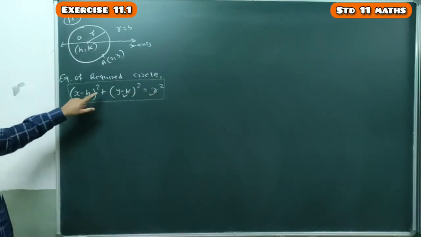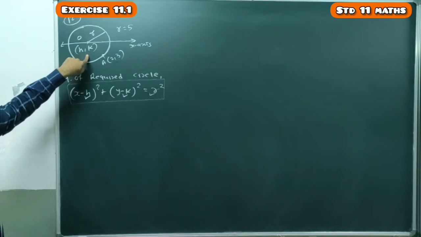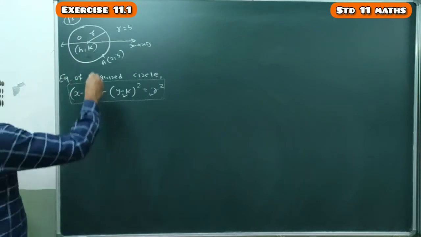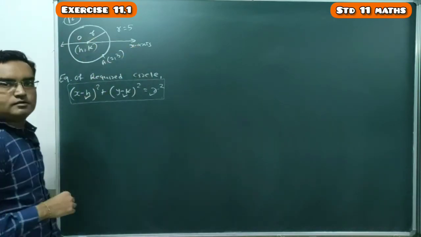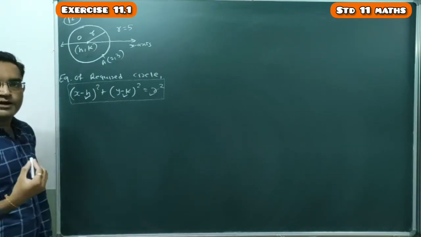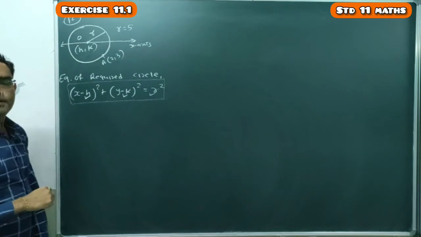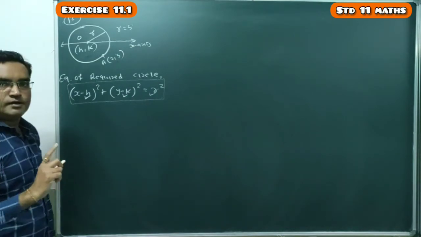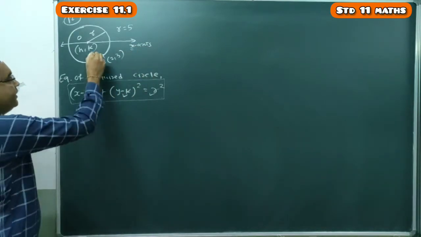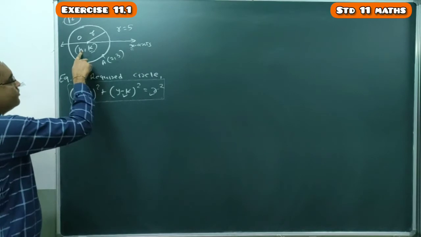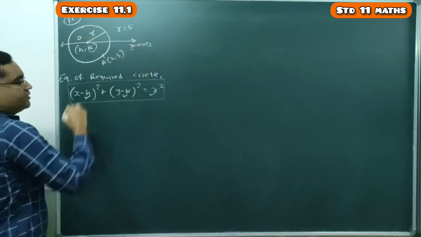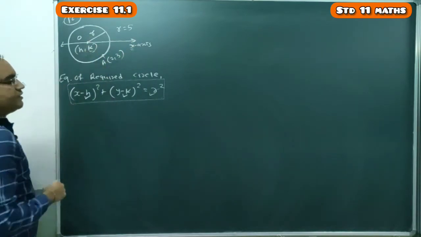So first, h and k are the coordinates of the center of circle. Center of circle lies on x-axis. So what is the property of any point which lies on x-axis? ना 9th स्टैंडर्ड में स्टडी किया था. We have studied in 9th standard any point which lies on x-axis, its y coordinate will always be 0. So here center of circle, coordinates are h, k, but center of circle lies on x-axis, and that's why we can take this k equal to 0.